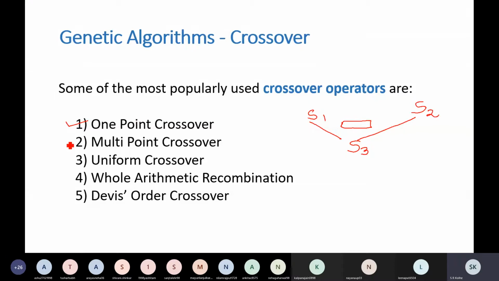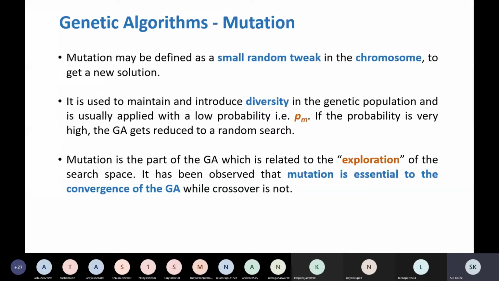Similar to single point, you can have multi-point crossover. So alternate segments you can copy into the child chromosome. Then we have uniform crossover, whole arithmetic recombination, and Davis order crossover. So that's what we have discussed in the last class. And today, now we are going to discuss the last step in the genetic algorithm, that is mutation.